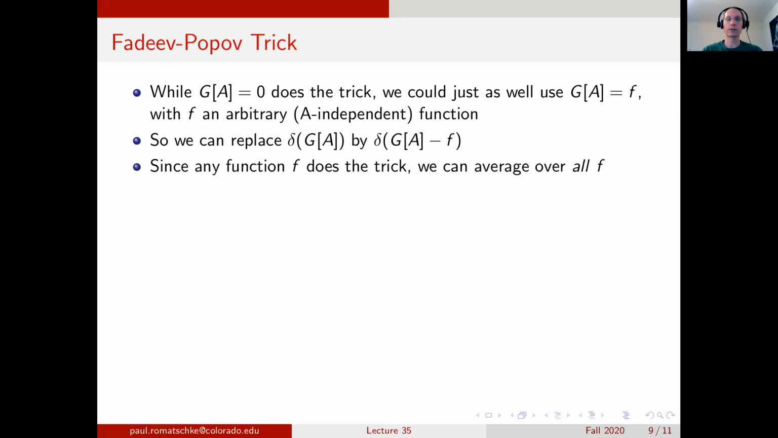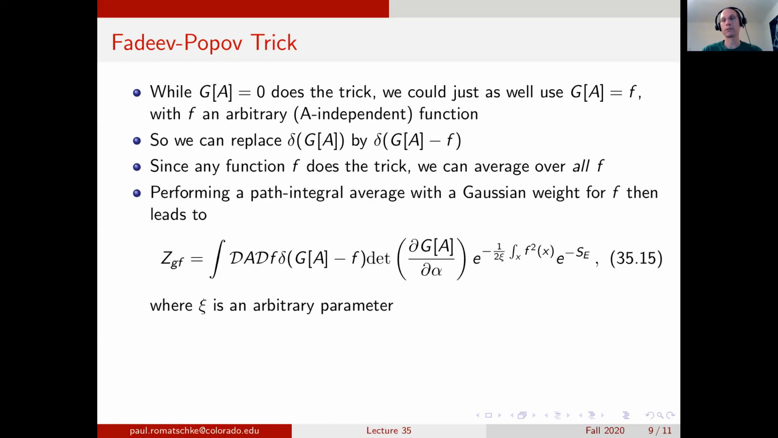Since any function f does the trick, we could average over all f's. And since we can average over all f's, we can also average over all f with a certain weight. We use a Gaussian weight for f. We can write down the gauge fixed partition function that is a path integral over all A's, a path integral over all f's, the delta function that restricts to the gauge condition, and the weight function e to the -1/2 ψ times the integral over f squared, a Gaussian weight, and the usual action.